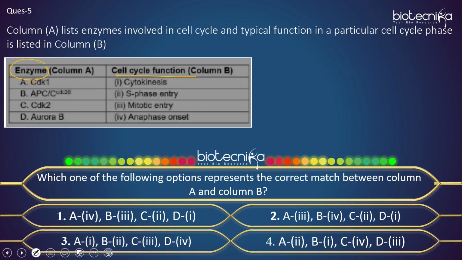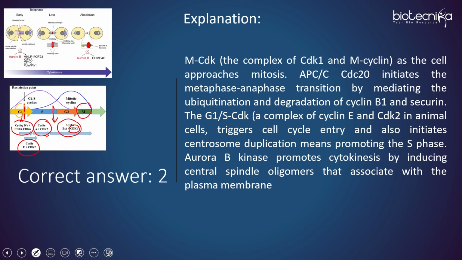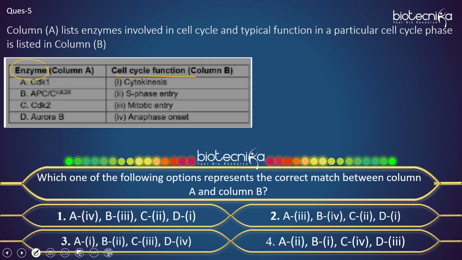So CDK1 is asked for cytokinesis, S phase entry, mitotic entry or anaphase onset. So just now we have seen CDK1, it is the last CDK that is acting, that is responsible for mitotic entry. So where you can see the mitotic entry? In the third option. So A matches with third. Where you can see A matching with third? Only in one option. So this option goes right. So now let's come to the next option and see whether they are right or wrong.